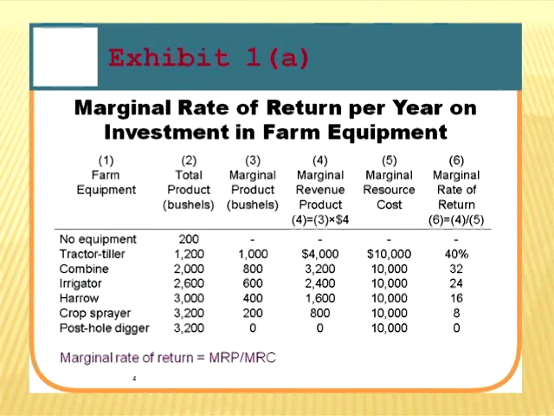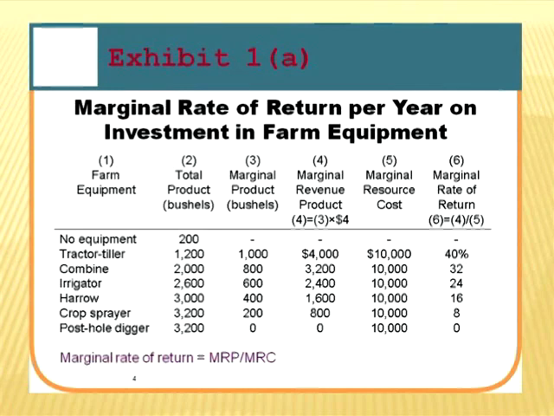Now if we take that marginal product, that is the number of bushels, and multiply it times what we get for each bushel, which is $4, then we end up with the marginal revenue product. The marginal revenue product is the dollars and cents version. In column 3 you have bushels, in column 4 you have dollars and cents. What we're going to try to calculate is the marginal return, which is what we're going to receive from it divided by what it's going to cost. Each and every piece, for simplicity's sake, costs $10,000.